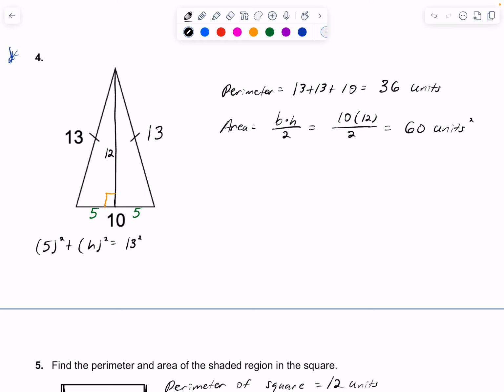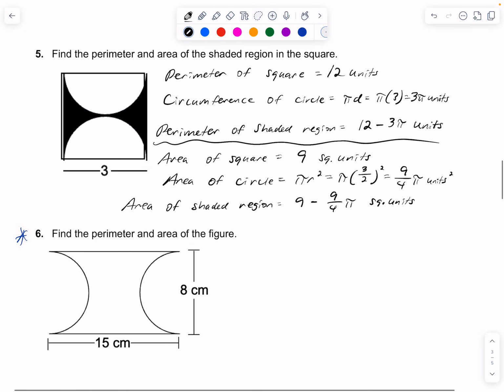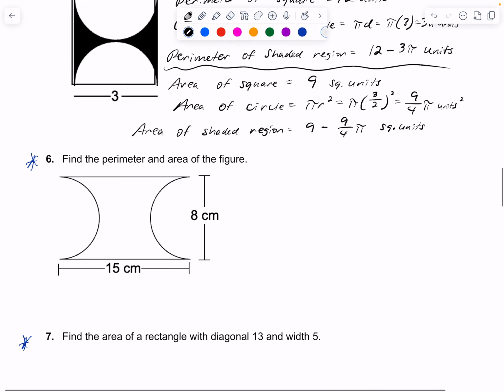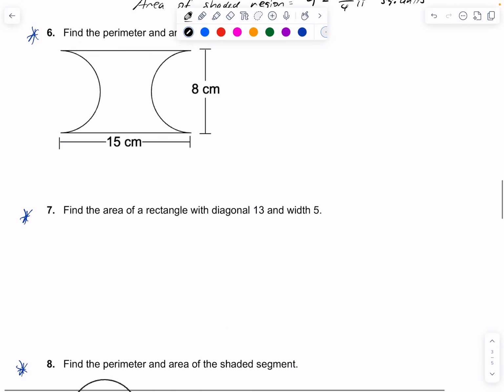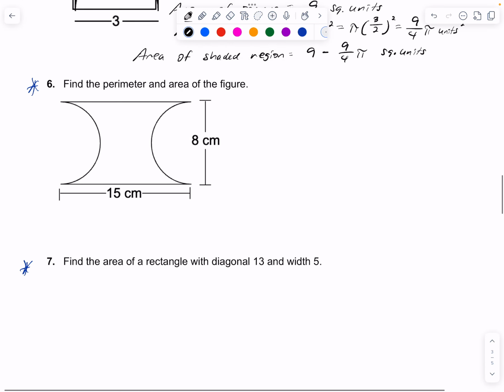All right, so that's it for the 4th one. I went ahead and did the 5th one already, so you can take a look at that on our key. So we only have 3 more to do. I'm going to do 6, 7, and 8 to finish off this video.